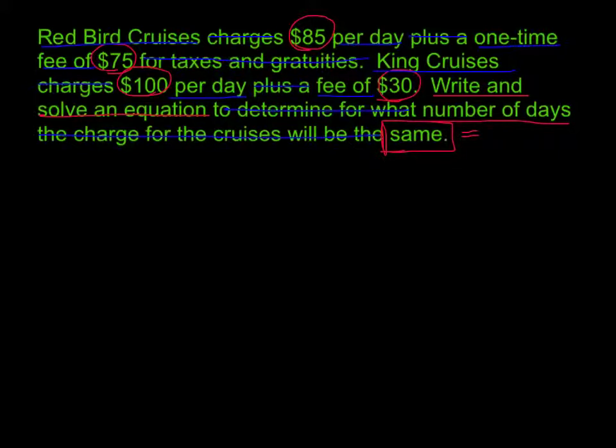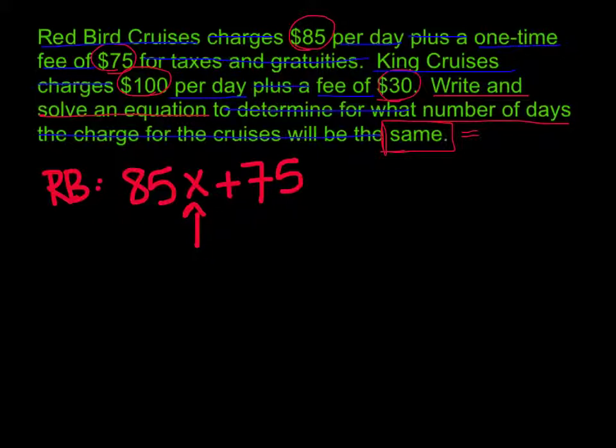So let's look at this information. Let's start out with Redbird Cruises and make an equation for it. We have $85 per day, and we don't know how many days, so I'm going to call that x. That will be our variable, 85x, because it could be 10 days, it could be 2 days, plus a $75 fee. And all of that will be equal to King Cruises.